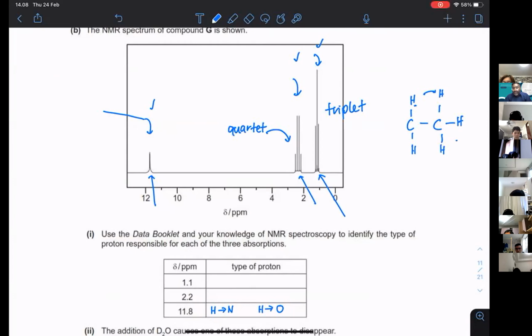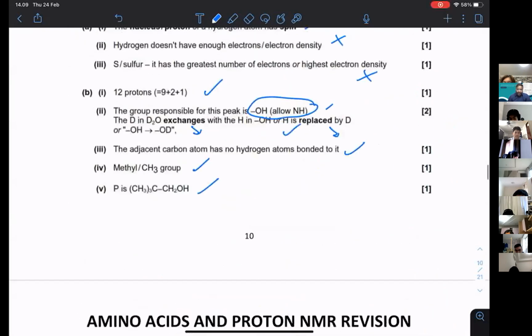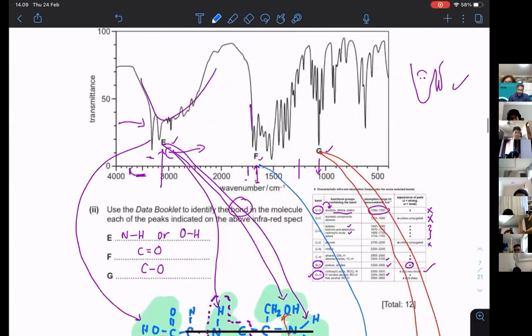So let's see whether 2.2 belongs to something that is attached to that or not, because I also know this one should be attached to OH or an H. So I need to know where that carbon belongs. Okay, so 2.2. Let's look for 2.2 over here.